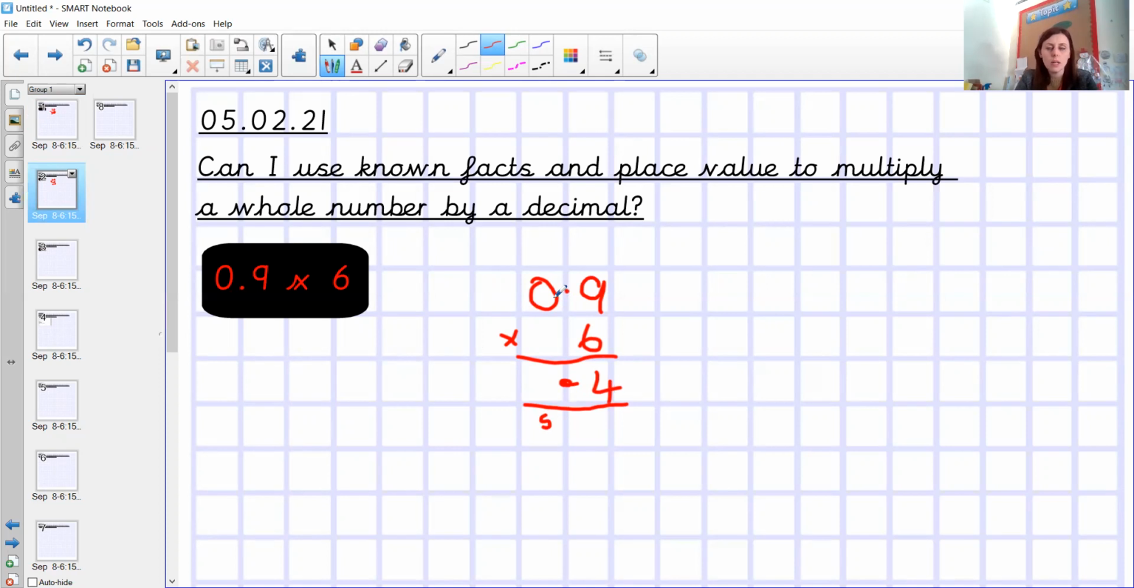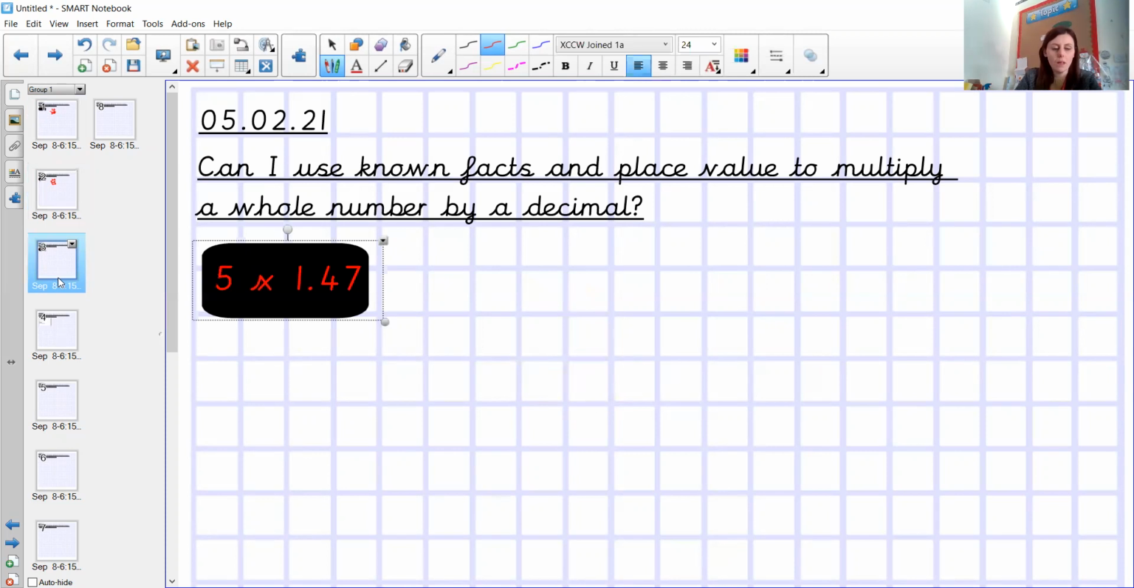0 times 6. Don't be tempted to put 6. It is, of course, 0 because 0 multiplied by any number will give you a 0. So I just need to put the 5 in there, which gives me 5.4. Right, one more.